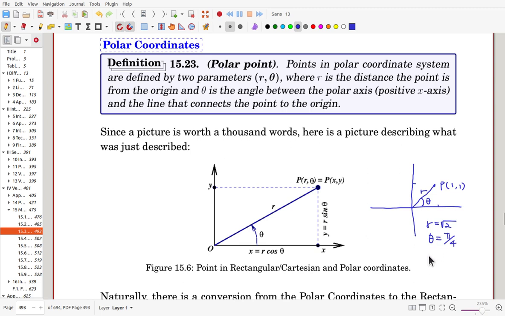so that P can be written in this way, that is square root of 2, and the angle is pi over 4 in polar coordinates. And to indicate the point is in rectangular coordinates, we sometimes write a subscript r here. So in polar coordinates, the distance r is square root of 2, and the angle is pi over 4. Okay.